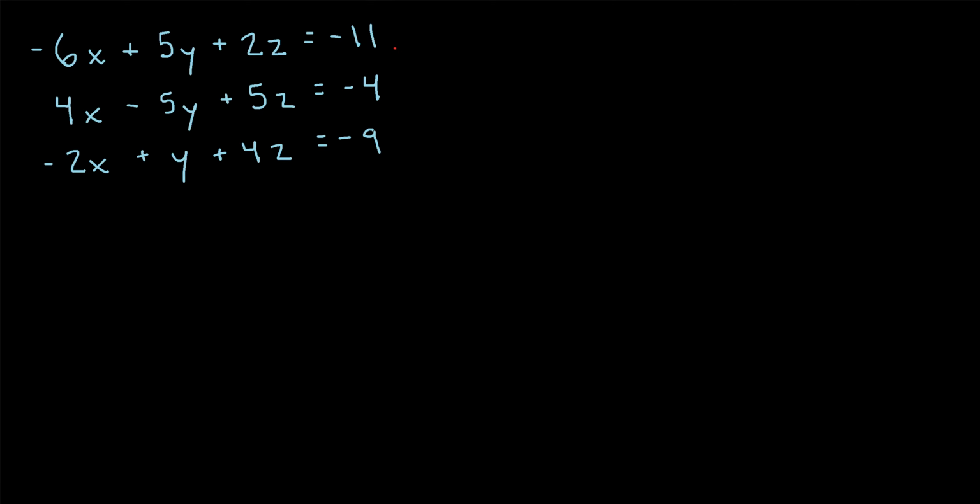So the first step that we can do is we can try to convert these three equations into just two equations. And we can do that by eliminating one of our variables. So if we notice, this first equation has a plus 5y, and the second equation has a negative 5y. So if we were to combine these first two equations, we could eliminate that y very easily. So let's do that. If we combine these two, we'll have negative 6x plus 4x, that's negative 2x.